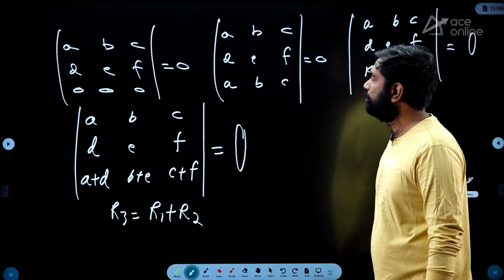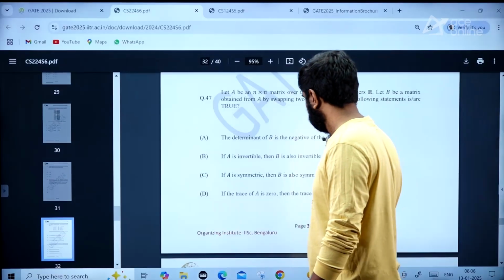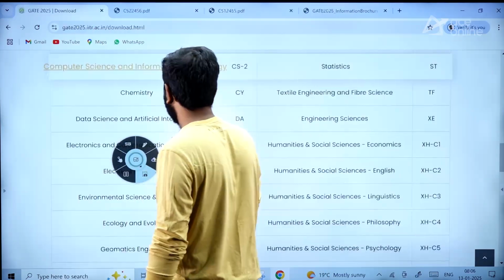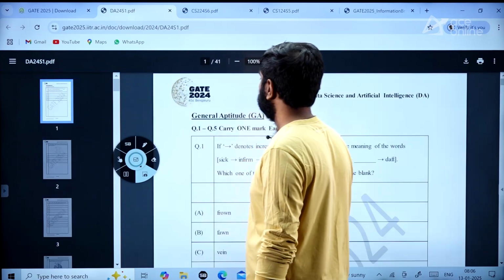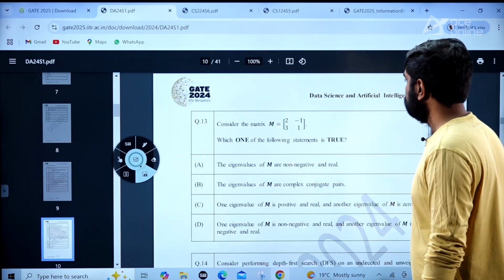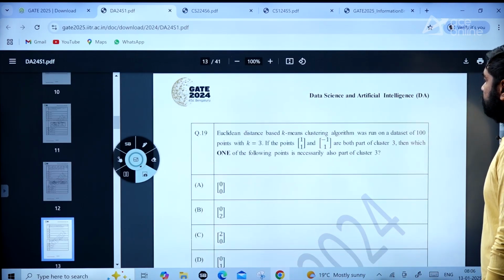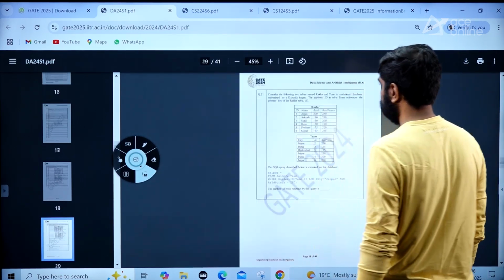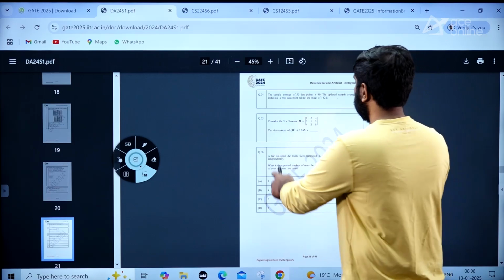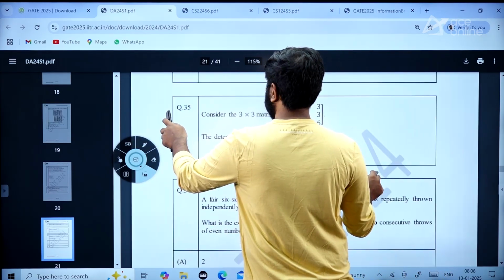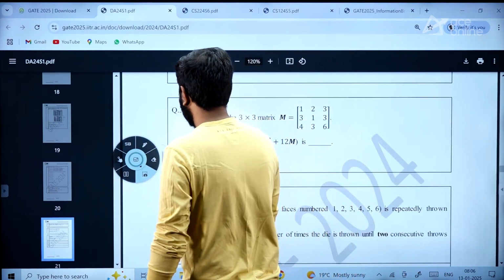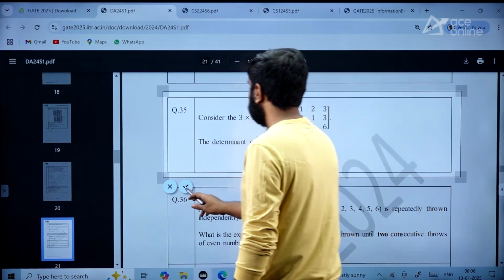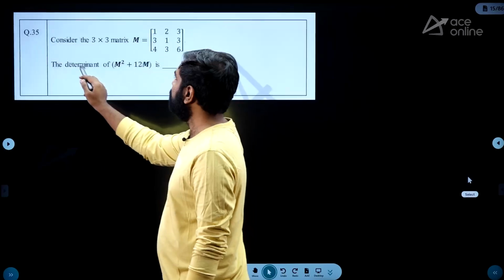I hope you are all recollecting this information. So let's proceed. Let me also open the DA paper. Yeah, this was the question. 1 mark problem. Students, whatever properties we are discussing, you will get questions from those properties.